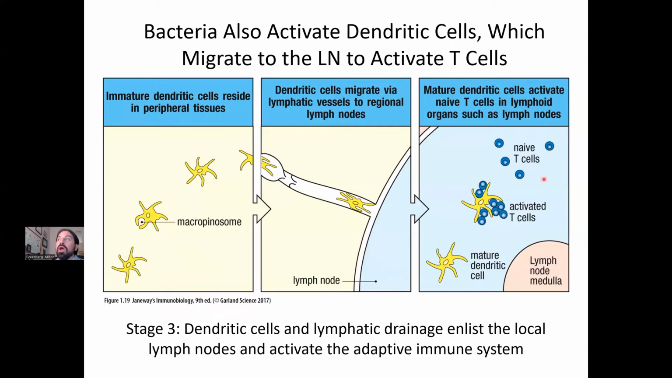Why do they migrate to the lymph nodes? It's because the lymph nodes are continuously expressing different chemotactic molecules like chemokines. And because now the activated dendritic cells have those chemokine receptors, the cells are going to migrate towards the source of the chemokine, make their way into the lymph node, and then they're going to start activating the T cells. Activating those T cells in the lymph node will then cause these T cells to become very active, very inflammatory, and those T cells can then migrate back out to the tissues. So dendritic cells and lymphatic drainage enlist the local lymph nodes and are going to cause activation of the adaptive immune system.